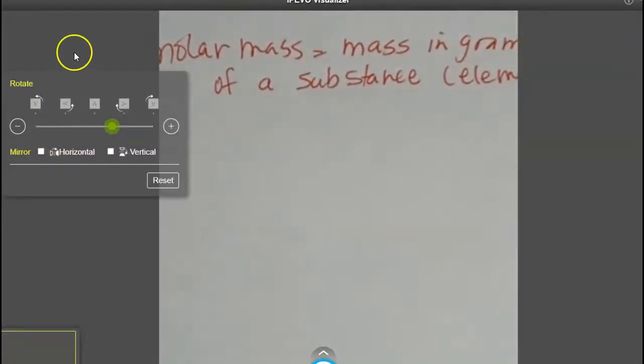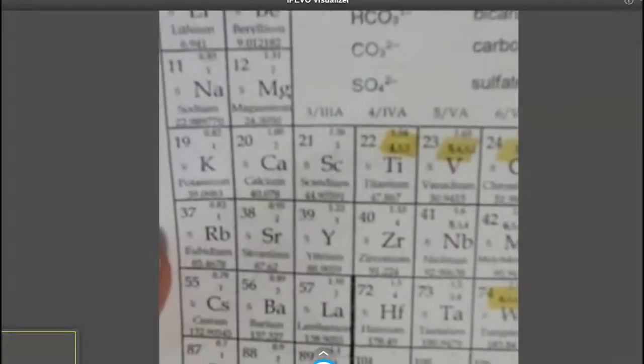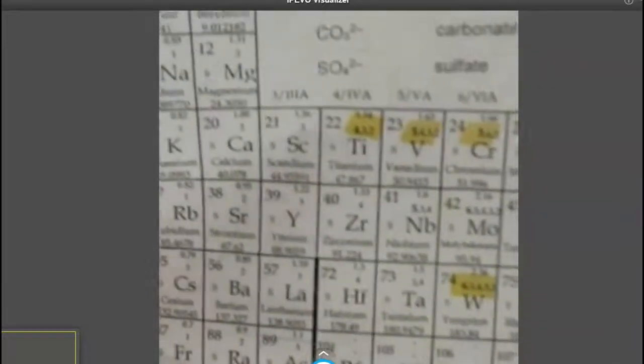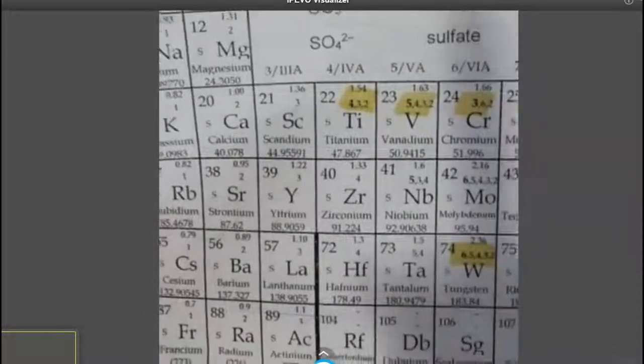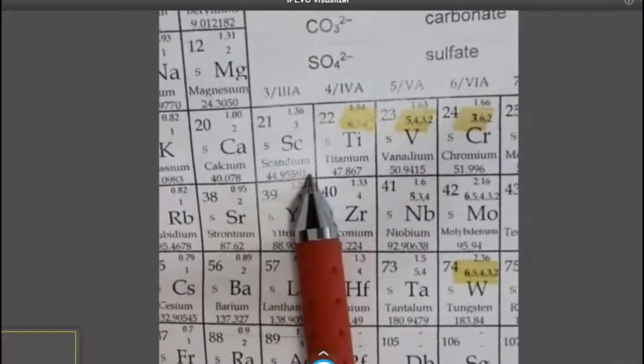Like I said, my document camera is a little bit different, so let's give this a shot. When it comes to the molar mass of a substance, let's start with elements. The molar mass of any element is found on your periodic table of elements. It is the atomic weight in grams.